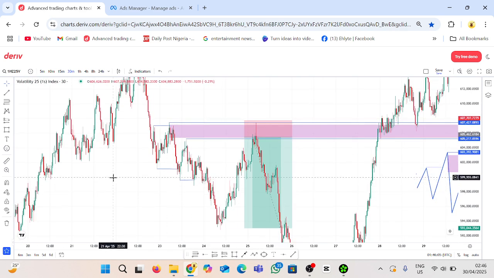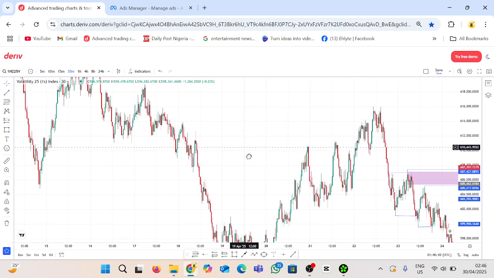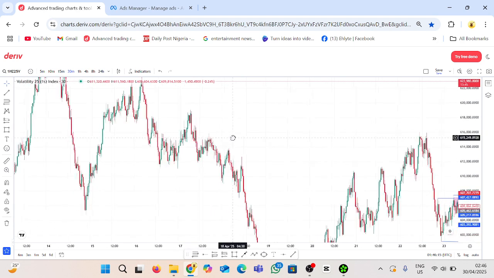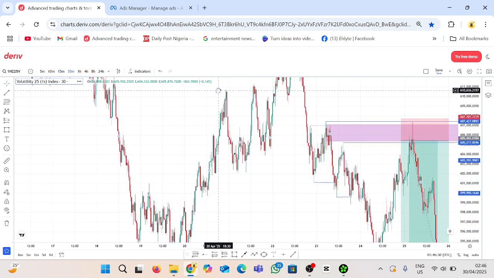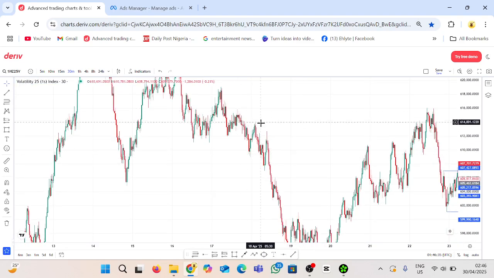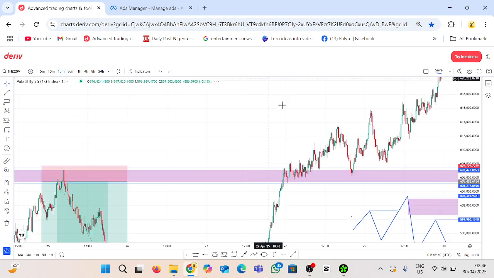If we can find another example, maybe we go see something again. Now, this is also another one, but this is a bit off. Yes, this is another one. You will see that anytime price gives you this structure, it's always going to respect it.